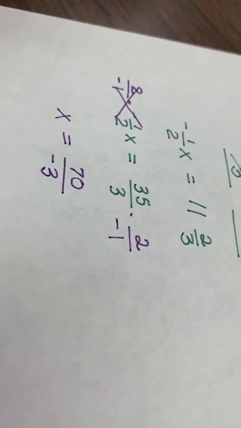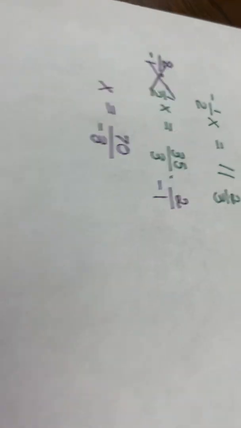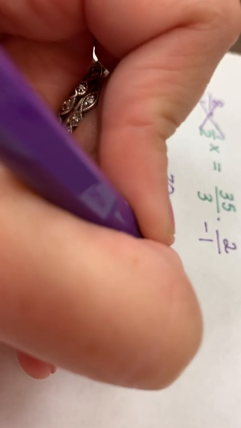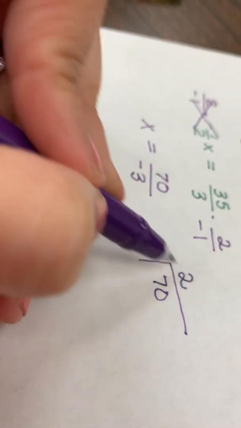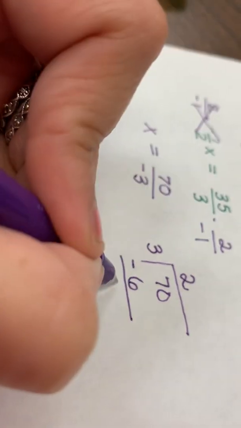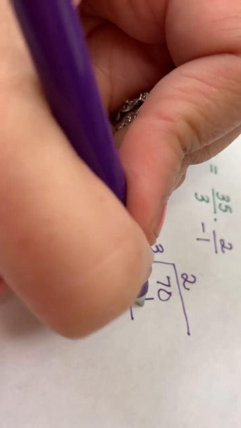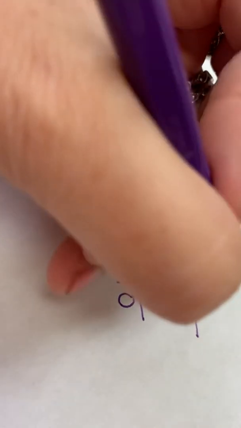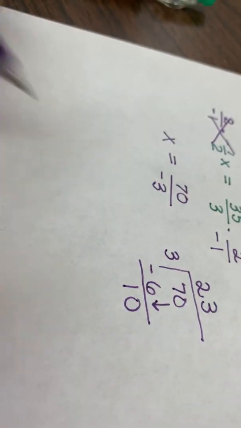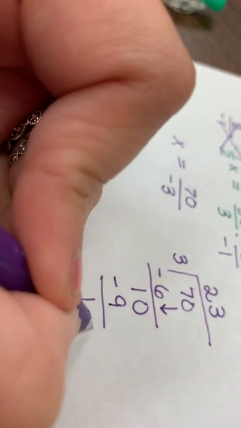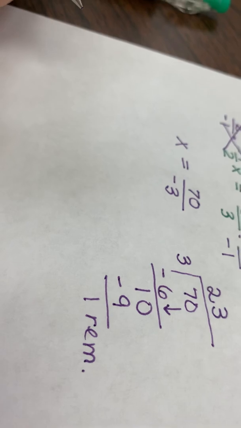Now we do not want to leave it as an improper fraction. So let's go back and see how that works. So 3 into 70. 3 goes into 7 twice. 2 times 3 is 6. 7 minus 6 is 1. And then you have to bring down your 0. 3 goes into 10 3 times. 3 times 3 is 9. Subtract that. 1 is our remainder.